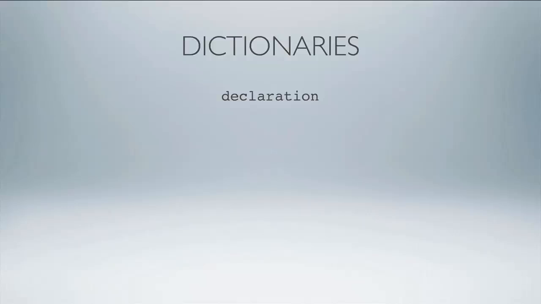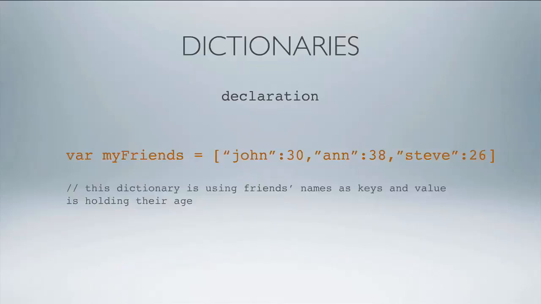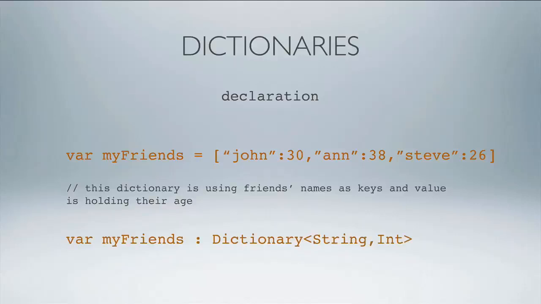So, a dictionary is made of a collection of key value pairs, where the key is the way to retrieve the data I want back from the dictionary. Here, I'm creating a dictionary holding the age of my friends. Key value pairs are put in square brackets and separated by commas. Swift type inference also works for dictionaries, so in this case, my key will be automatically recognized as type string and the value will be an integer.